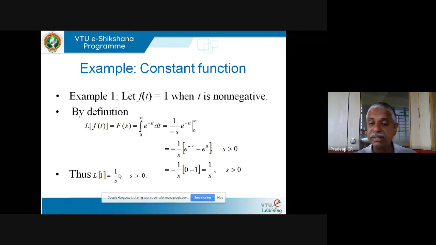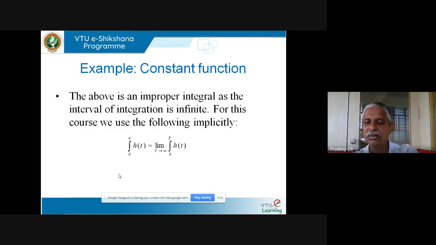Let us try to see some other functions. So this is what I was telling you. If you take the integral of h of t from 0 to infinity, then it may be an improper integral. So to avoid such technical problems, we write 0 to capital T, where capital T tends to infinity, the limit of capital T tending to infinity. Let me not bother too much about this hair splitting, but I wanted to be correct, so I included this slide.